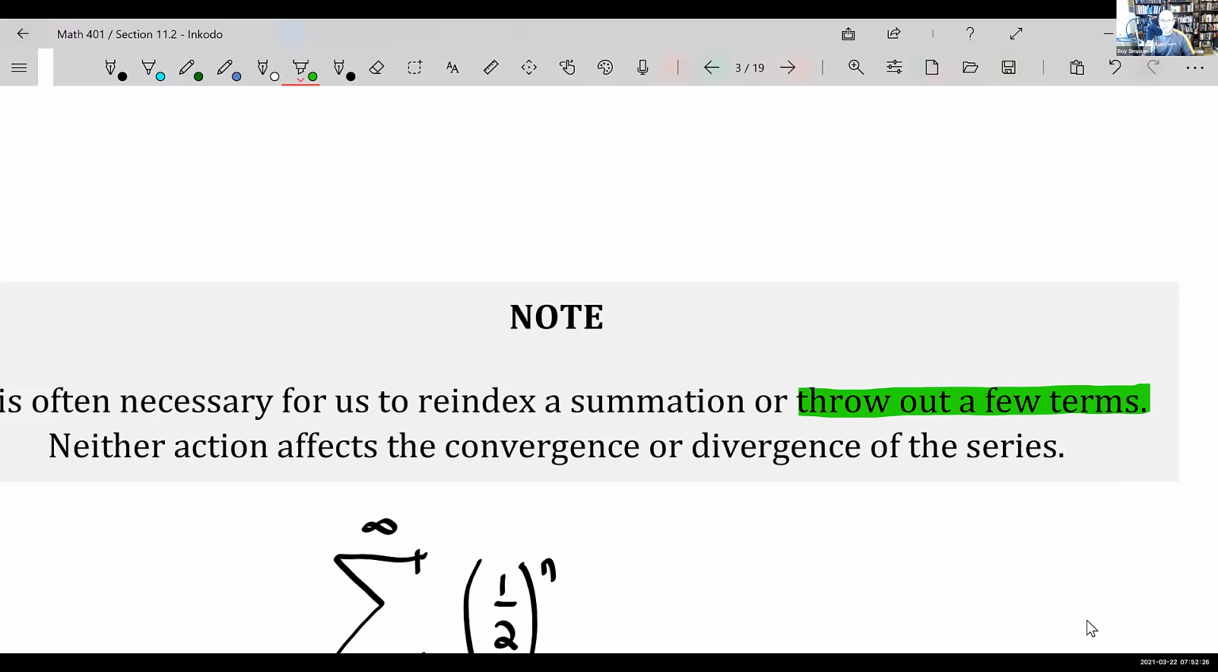It's just still convergent, right? I've just thrown out a finite number, but if the whole series sums up to be finite, well, then I've subtracted 3 from a finite number. It's still a finite number.